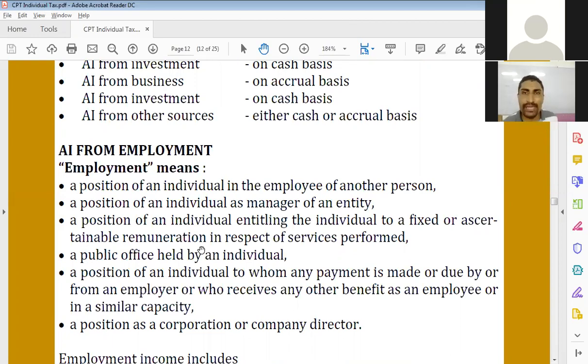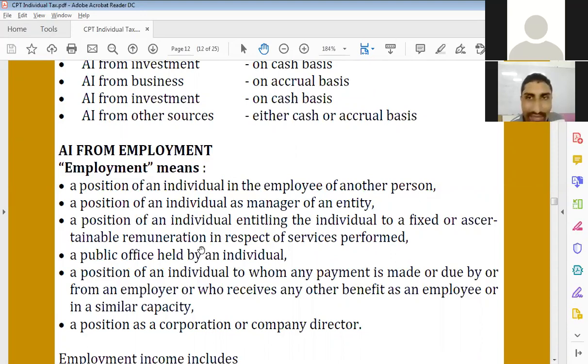Employment means a position of an individual in the employee of another person. So if you are an employee of another person, that another person is called employer and you are called employee, and the relationship between both of you is called employment.